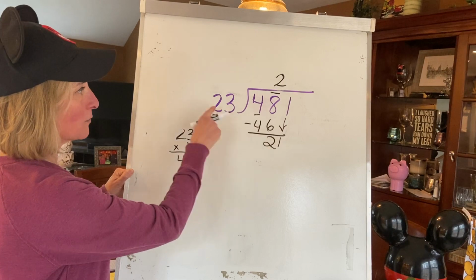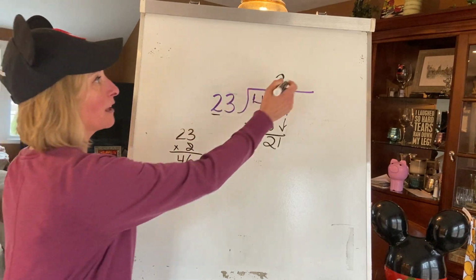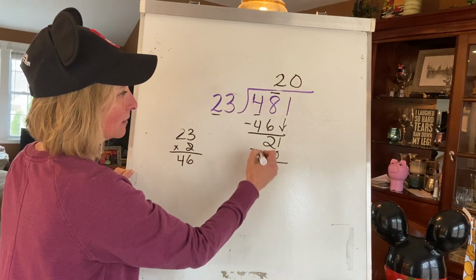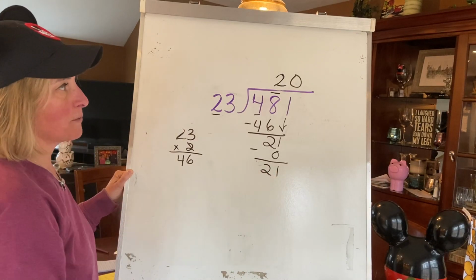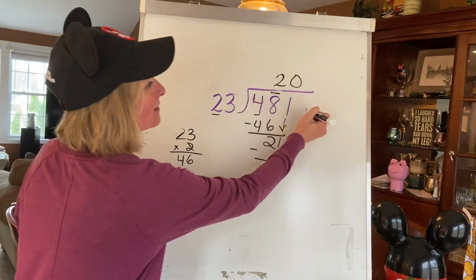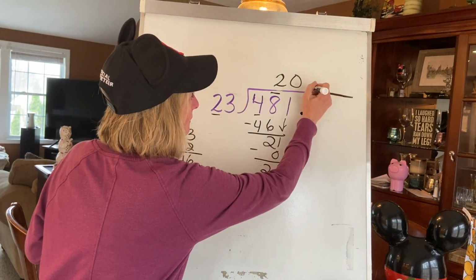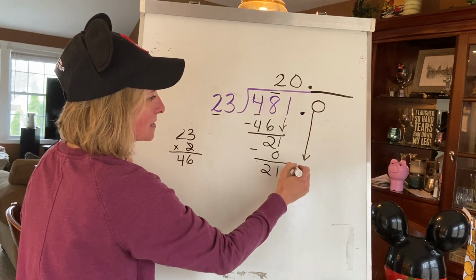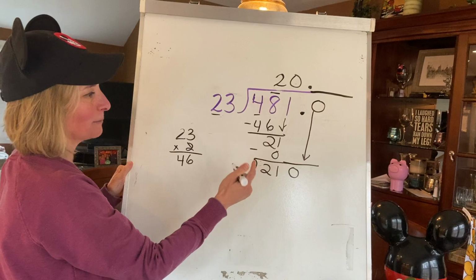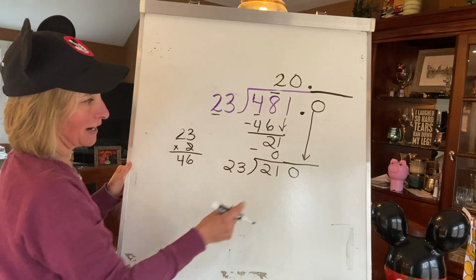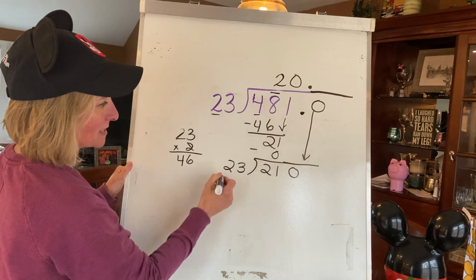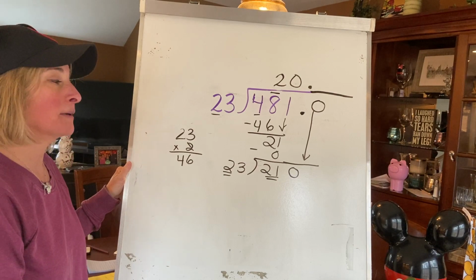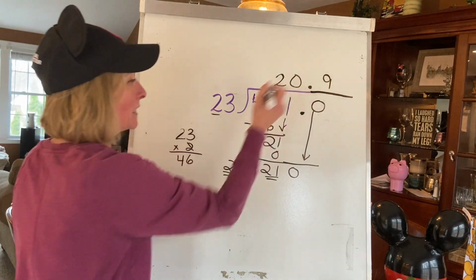Now I say to myself, 21 divided by 23, I know that's smaller, so I have to put a 0 up here. 0 times 23 is 0. So when I subtract, I get 21. I can't stop my problem here. Don't forget, we have to put in a decimal, bring the decimal up there, and then add a 0, and then bring the 0 down. So my new division problem is 210 divided by 23. How many times can 2 go into 21? I know that would be 10 times, but I can only do a single digit. So I'm going to put a 9 up here.